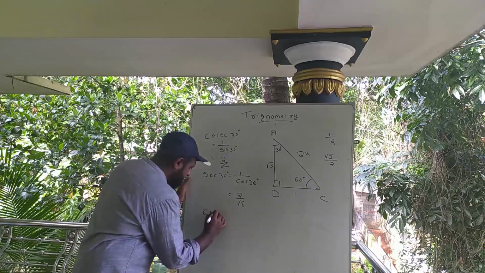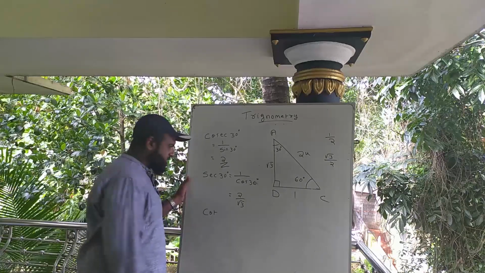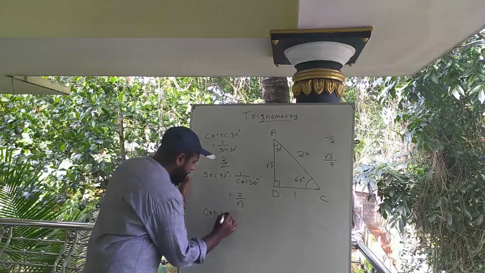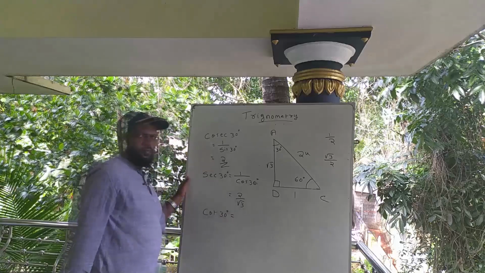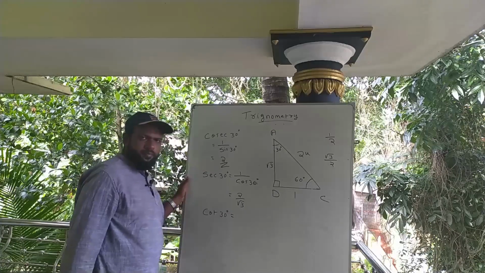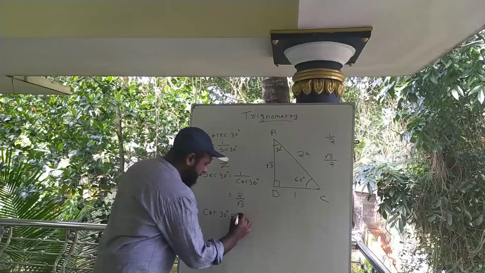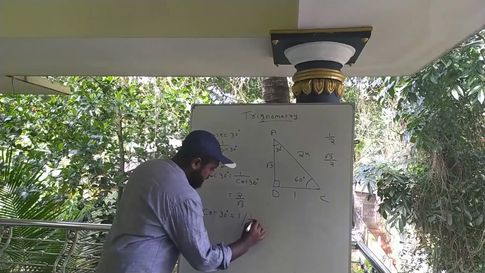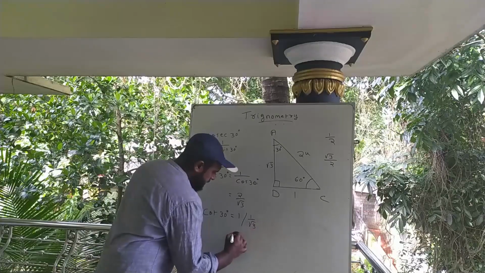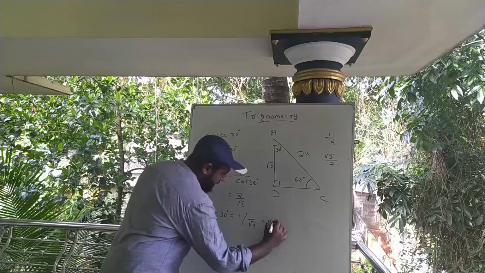Cot 30. Next we can find what is cot 30. Equal to, what is 1 by tan 30? Equal to 1 by root 3 reciprocal, equal to root 3.